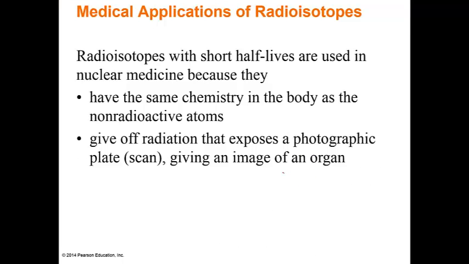So radioisotopes with a short half-life are used in nuclear medicine because they have the same chemistry in the body as non-radioactive atoms, and they give off radiation that exposes a photographic plate or a scan to give an image of the organ. So it basically lights it up, if you will. Not literally, you're not going to be glowing, but the scanner can actually pick up on those isotopes, and you can actually see that organ as well as identify damage.